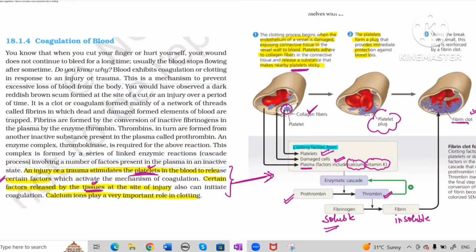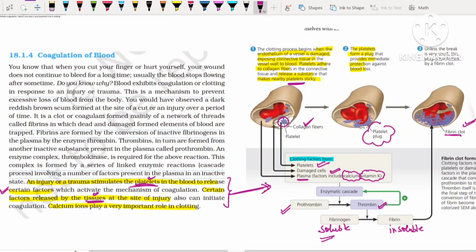And as a result, what will happen? An enzyme cascade effect will be there. So see carefully which enzyme. An enzyme, thrombokinase, is required.